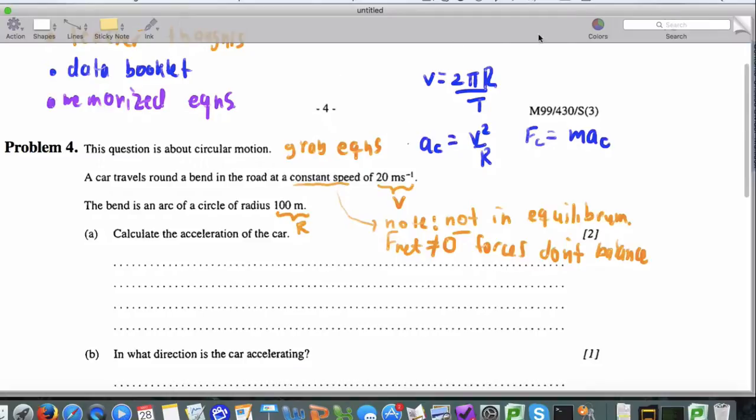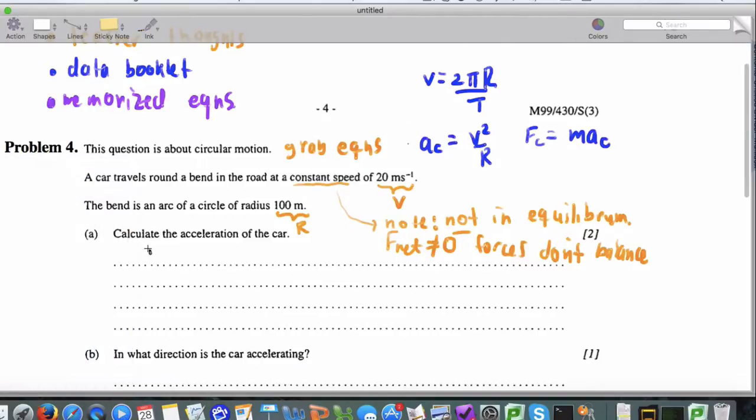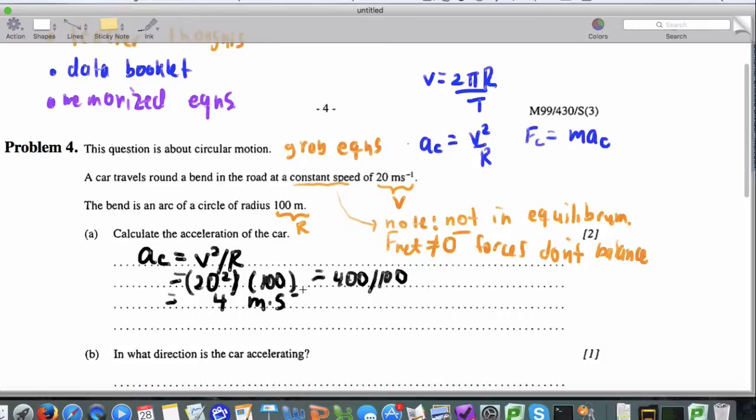Now, when they ask us to calculate the acceleration of the car, let's keep this simple. The centripetal acceleration is going to be the v squared over r that they give me. That's going to be 20 squared divided by this radius of 100. So that's going to be 400 divided by 100. And that gives me an acceleration of 4 meters per second squared.